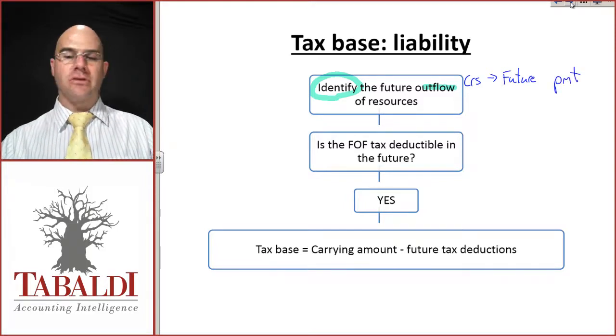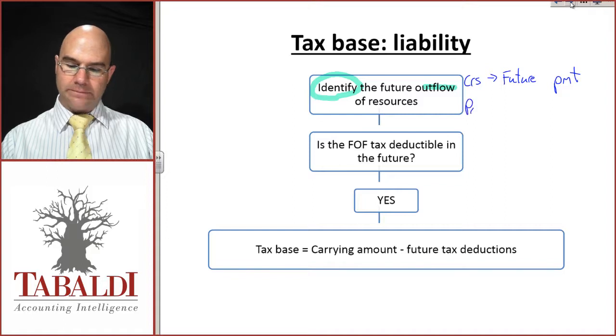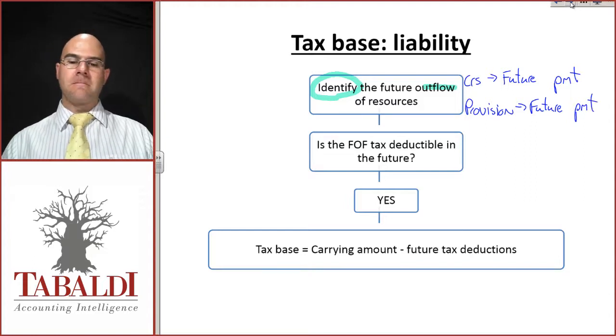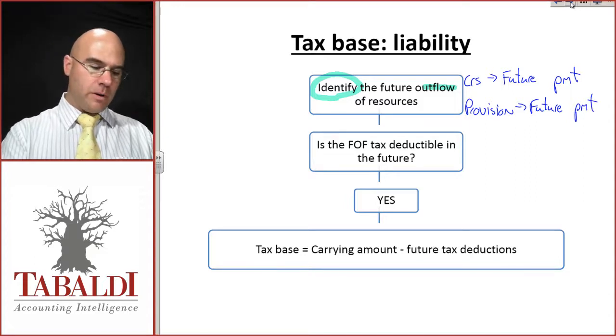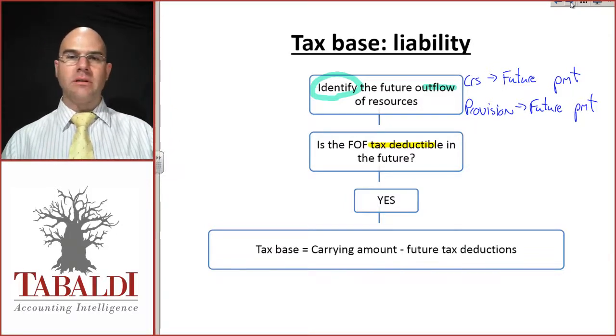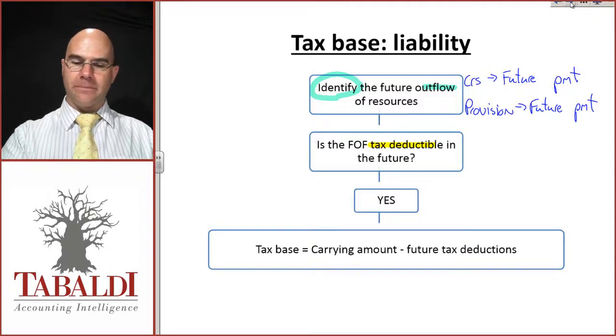Let's have a look at provisions. Provision for leave pay. Also a liability, but here there's going to be a slight difference in the tax treatment, which you'll see now. The future outflow is exactly the same as a creditor. There will be some type of future payment expected. Now, the next question, which you need to start thinking about quite diligently here, is that future outflow tax deductible when it's made in the future?